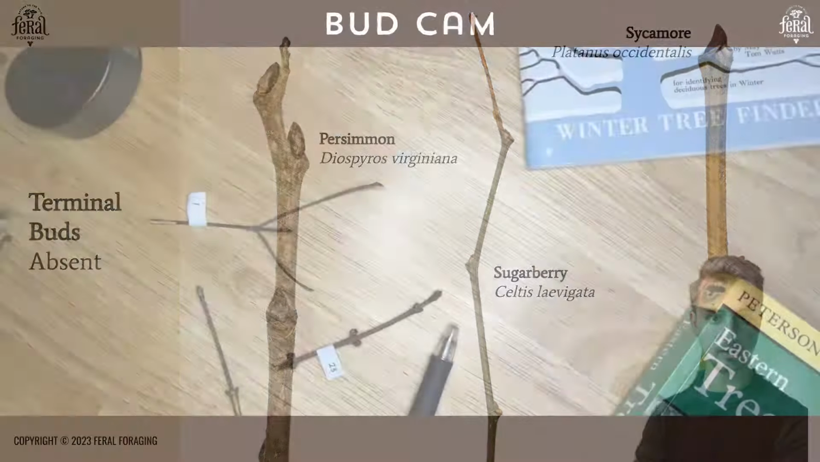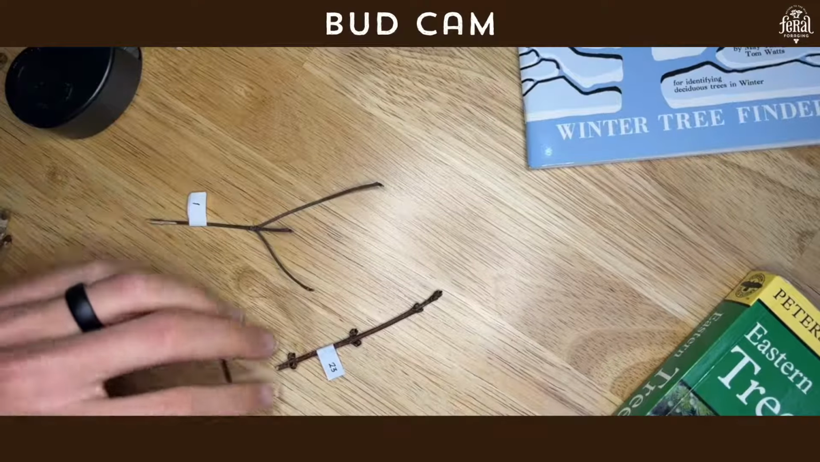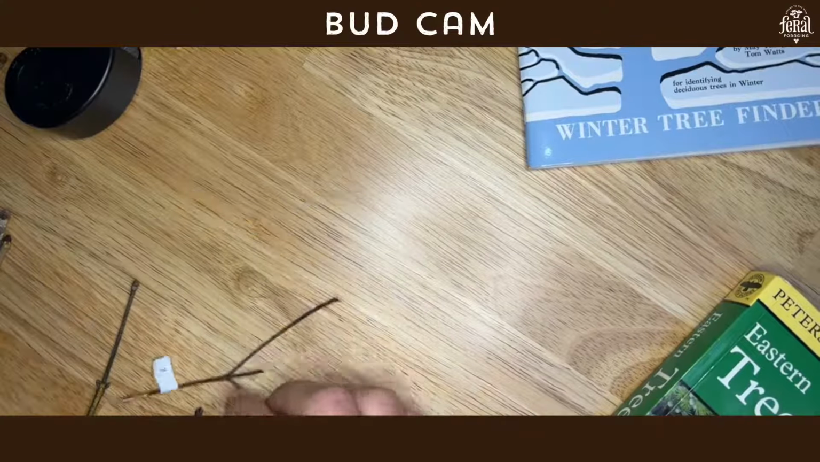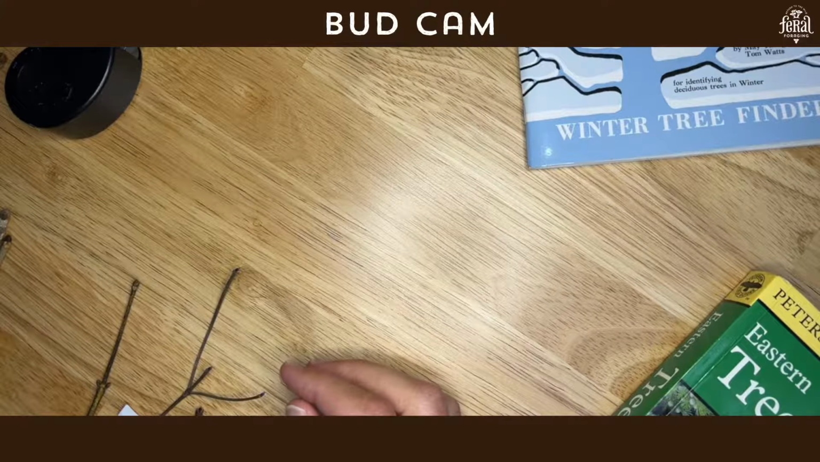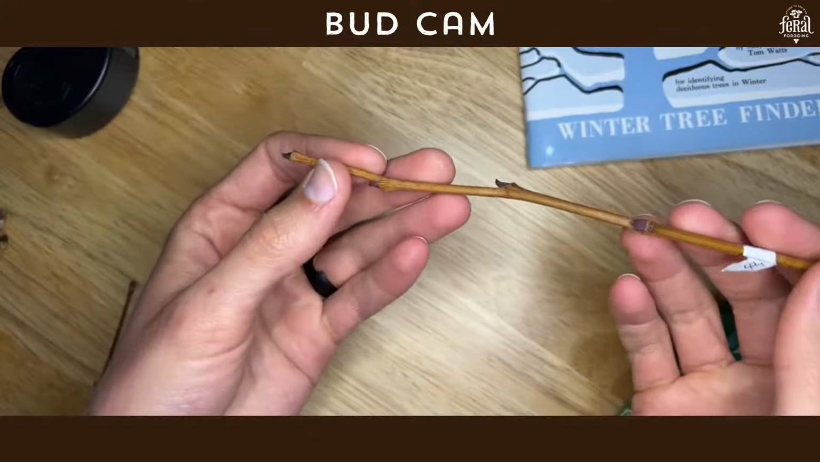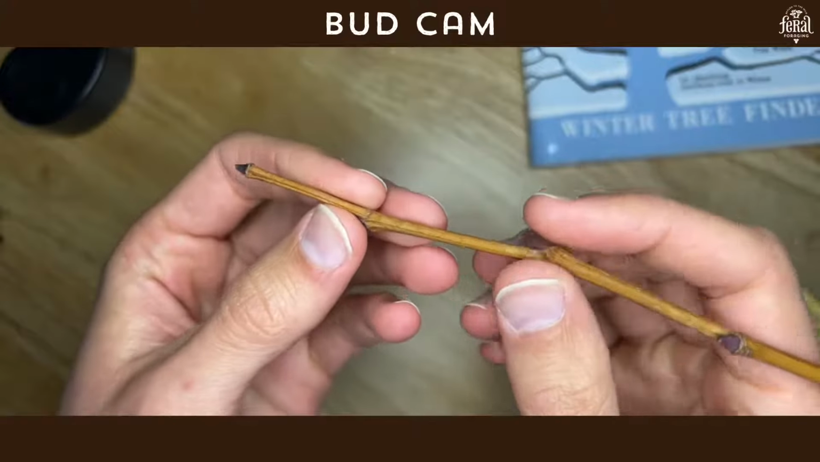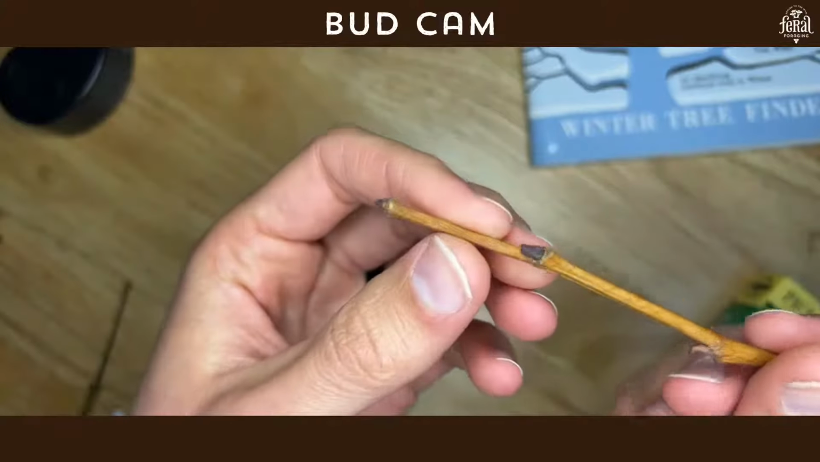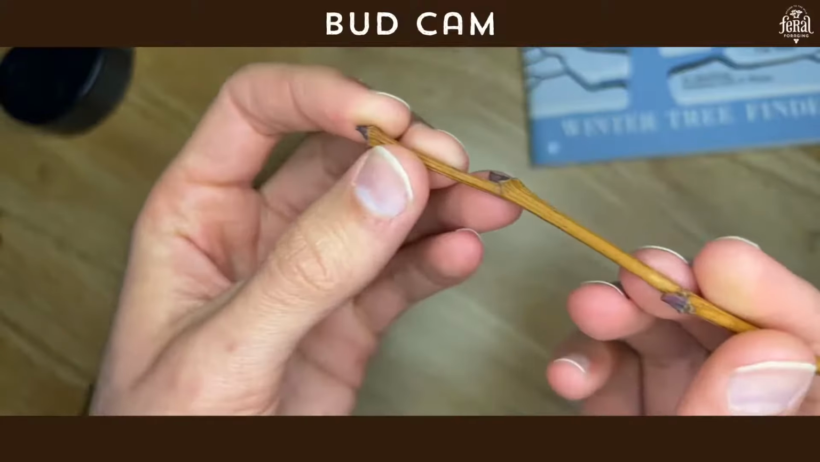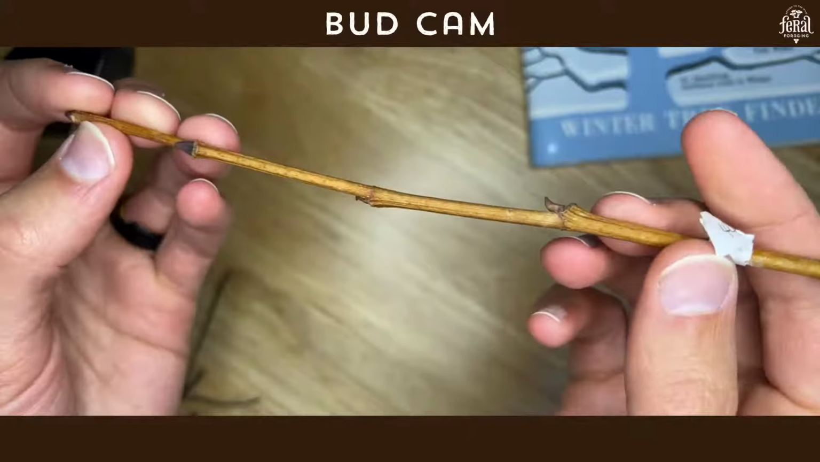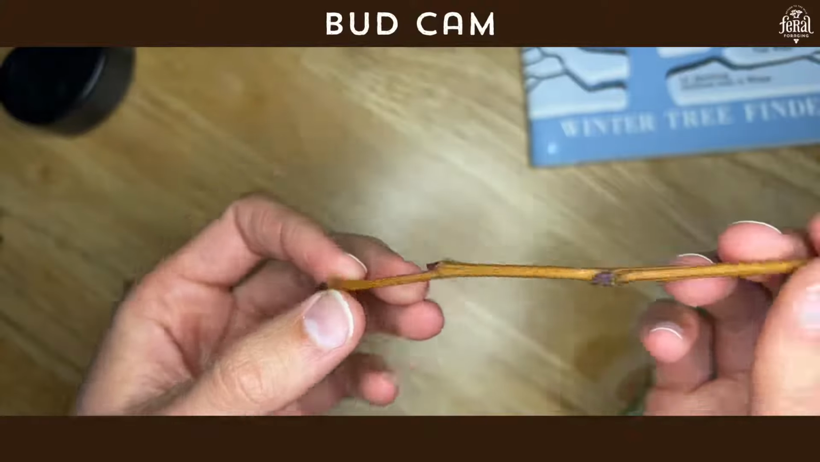Okay, so let's look at a couple of these on the bud cam. I want to show you the false terminal buds first. All right, so here we have sycamore, right? First thing, all those buds, these are the lateral buds, the ones on the side, and the terminal bud there at the end, they're all relatively the same size, okay?